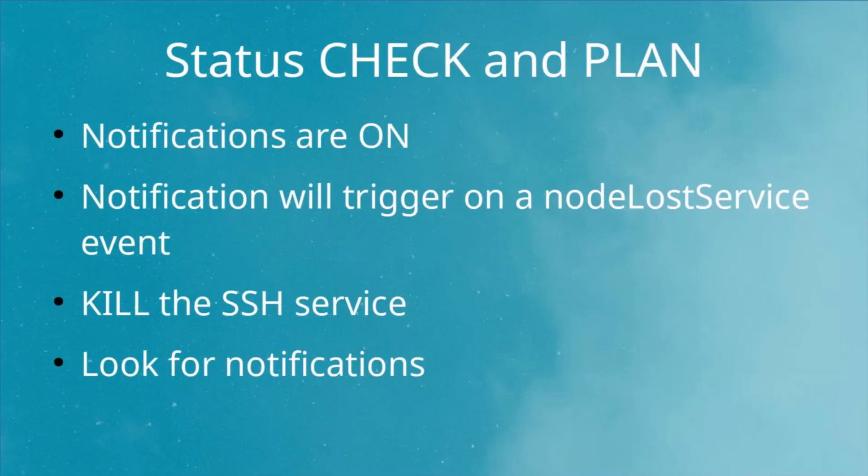At this point, notifications have been turned on. Notifications are triggered by events. There is an event, Node Lost Service, which triggers when OpenNMS can no longer detect a monitored service on a node, and OpenNMS has been configured through the modification of the Self-Monitor requisition to monitor the SSH and SMTP services on the local host. The plan is to stop the SSH service on localhost and look for notifications.